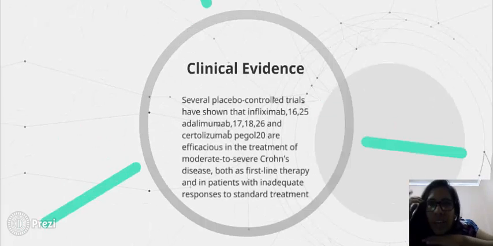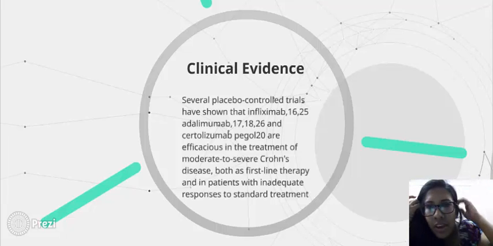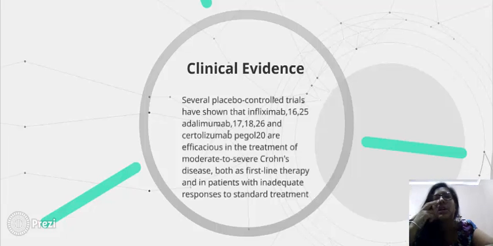In the clinical evidence, several placebo-controlled trials have shown that infliximab, adalimumab, and certolizumab are efficacious in the treatment of moderate to severe Crohn's disease, both as first-line therapy and in patients with inadequate responses to the standard treatments.